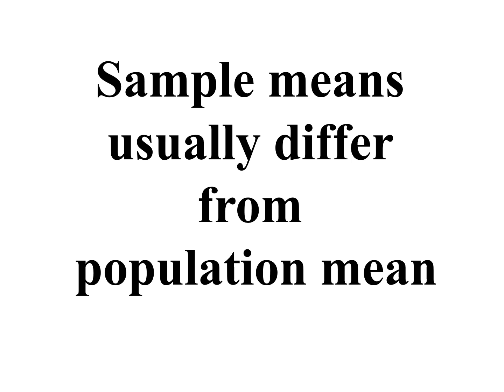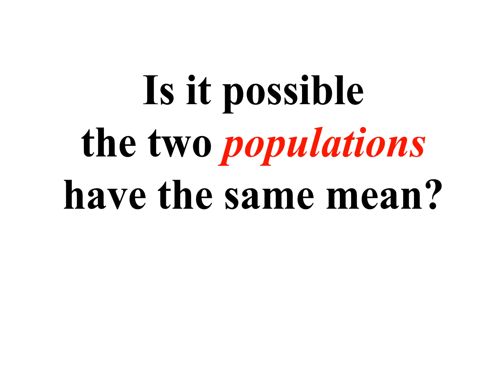After all, as we learned while studying polls and surveys, sample means usually differ from the population mean. This is what we call sampling error. Is it possible the two populations have the same mean? That is, even though these two samples have means that are slightly different, is it possible that in the entire population there is no difference?